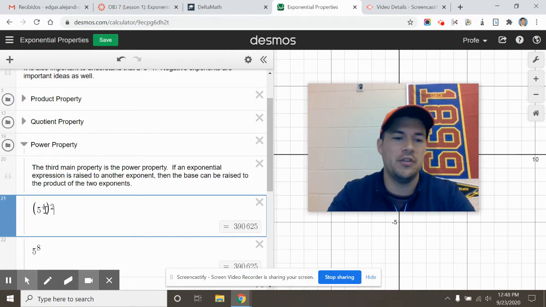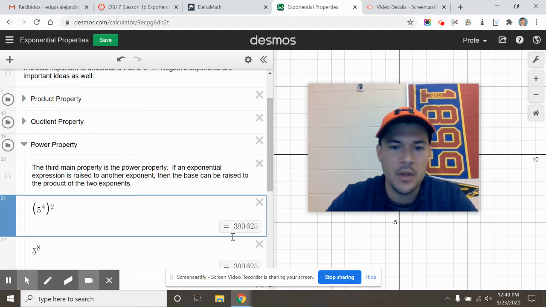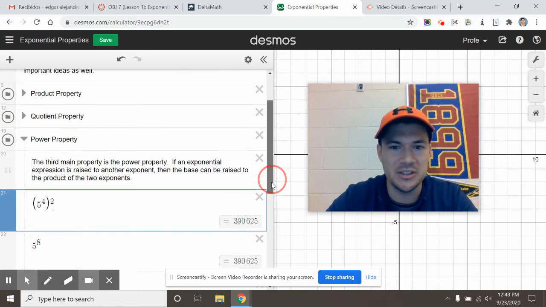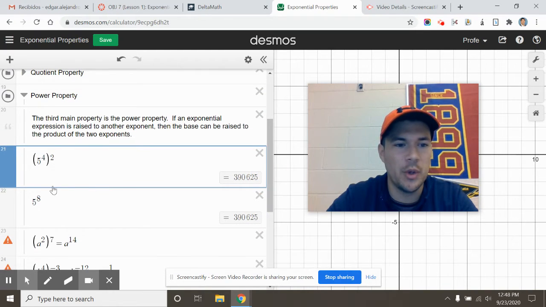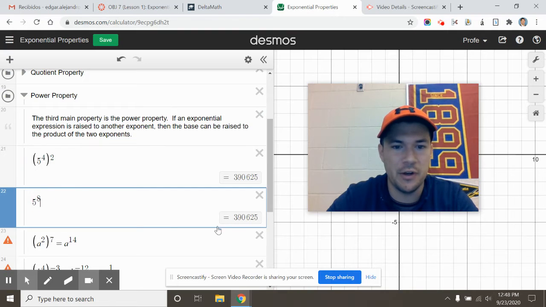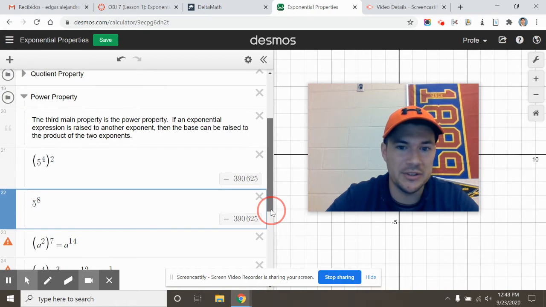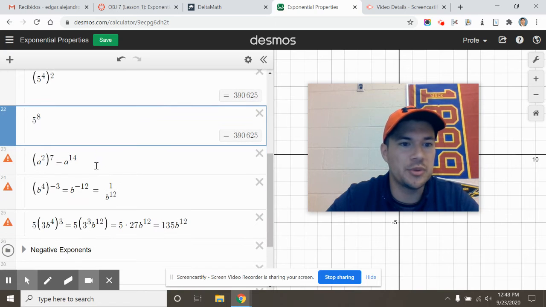So for example, if I have 5 to the 4th and I square that number, my result is 390,625. All right, now I said you could multiply the exponents and simplify it. So 5 to the 4th squared is really just 5 to the 8th. And notice the value of 5 to the 8th is, again, 390,625. All right, so again, you multiply the exponents. That's the power property.